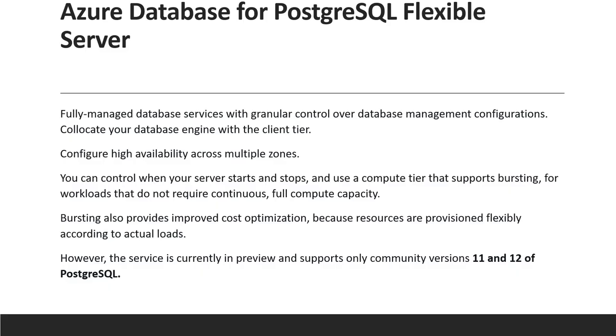If we talk about the flexible server, some more flexibility is given to the customer, so they can modify things according to their requirements. You can have high availability across multiple zones. You can have control over the starting and the stopping. You can use the compute tier and bursting as well. So some more flexibility has been given. And in terms of versions, you have community versions 11 and 12.